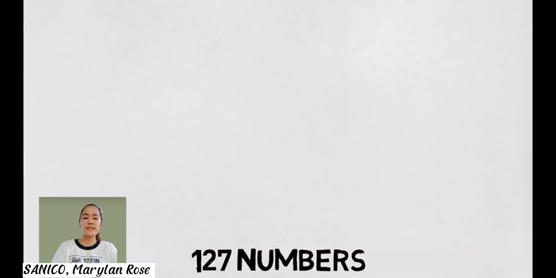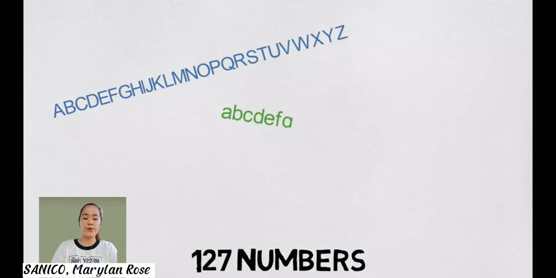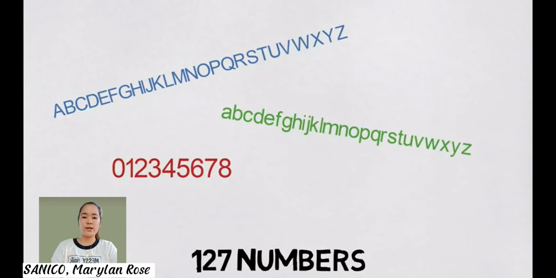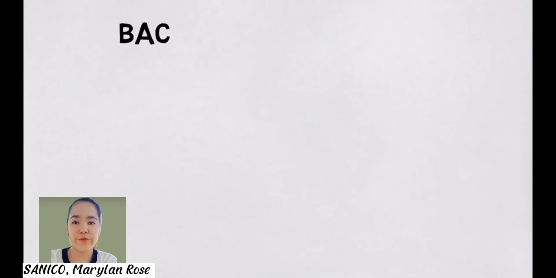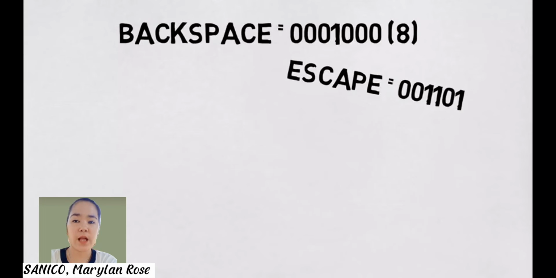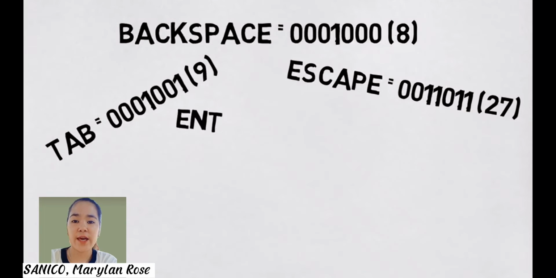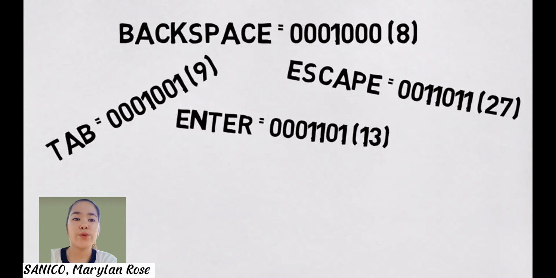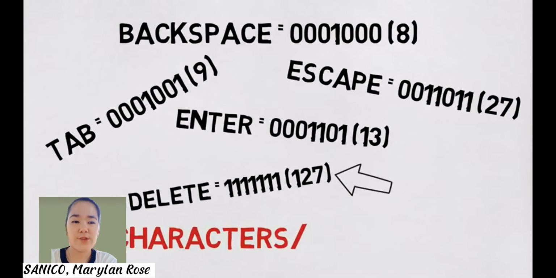With 127 different possible numbers, we can represent all of the uppercase letters, all of the lowercase letters, all of the digits 0 to 9, as well as a wide range of symbols. Additionally, there are also represented control numbers, so the backspace button, escape, tab, the enter key, and also the delete button, which is actually the number 127, the maximum that ASCII can represent.